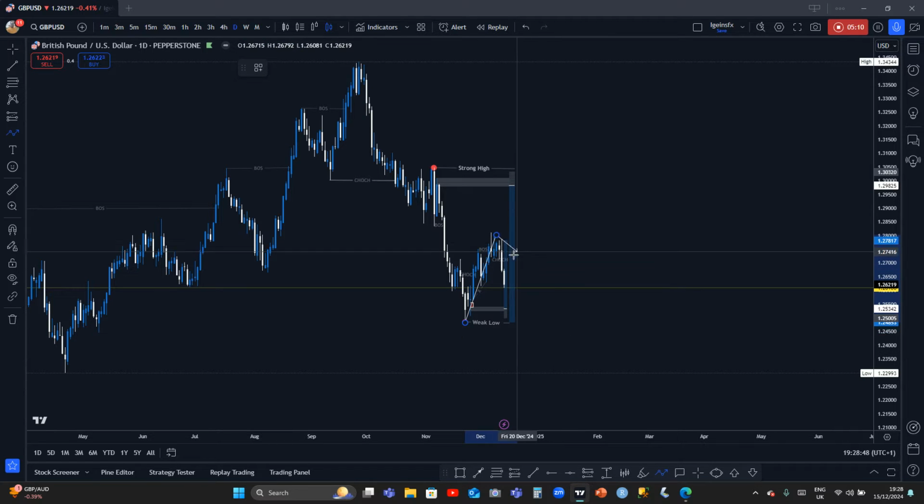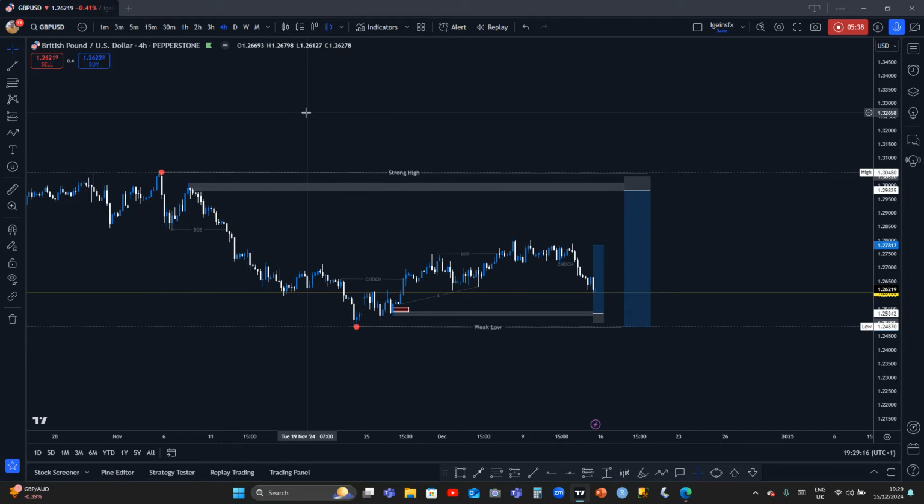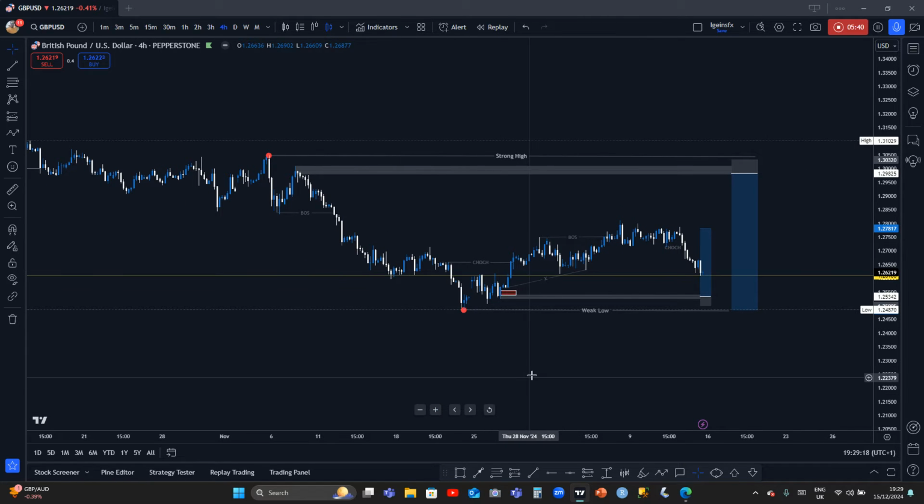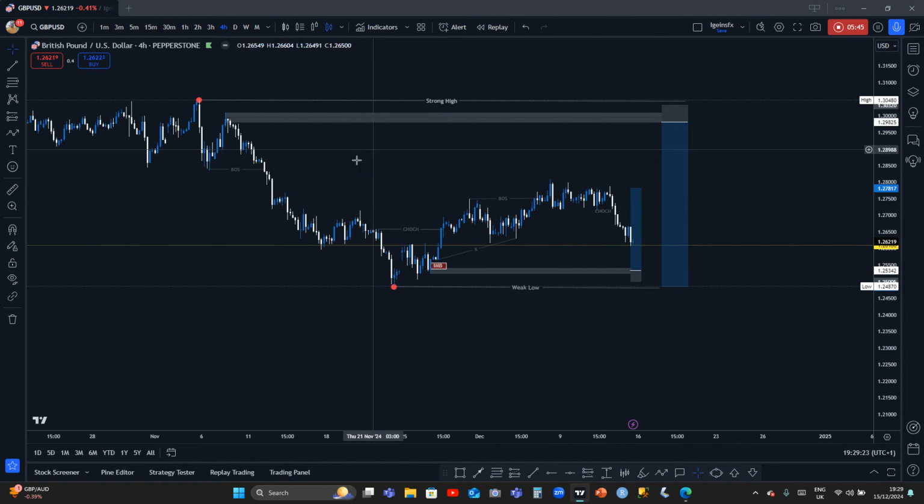But does that mean price will come and take it out immediately? No. There could be an internal bullish run before it finally comes to take the weak low, and then it will create another leg. So what are we trying to say? As an SMC trader, what we'll do is we scale down to analyze the chart.